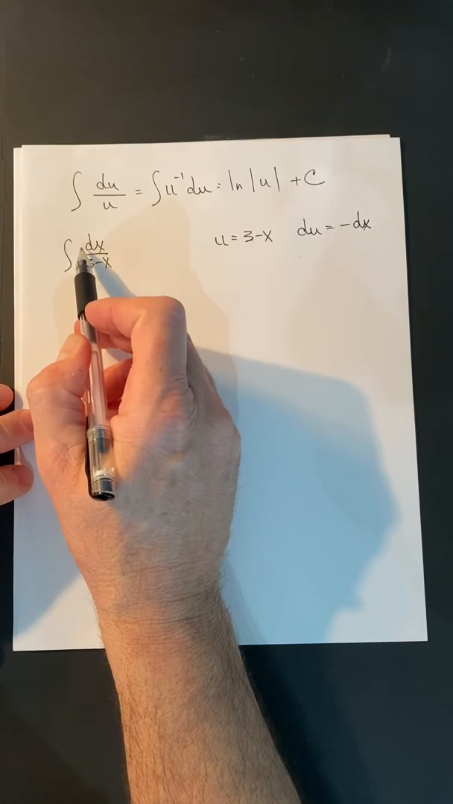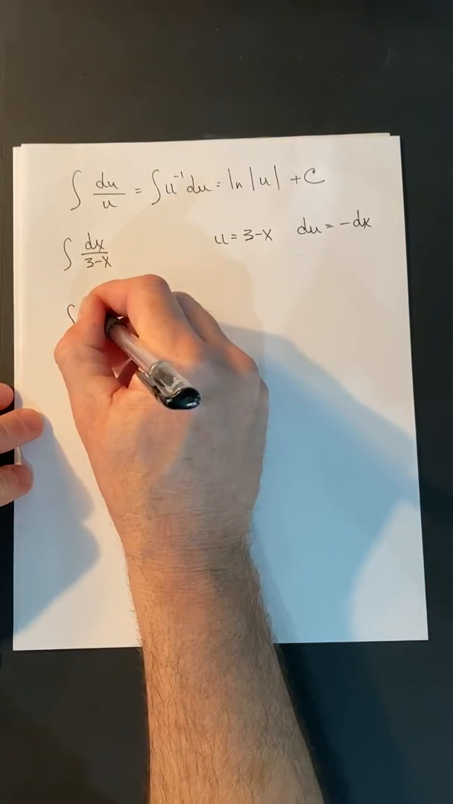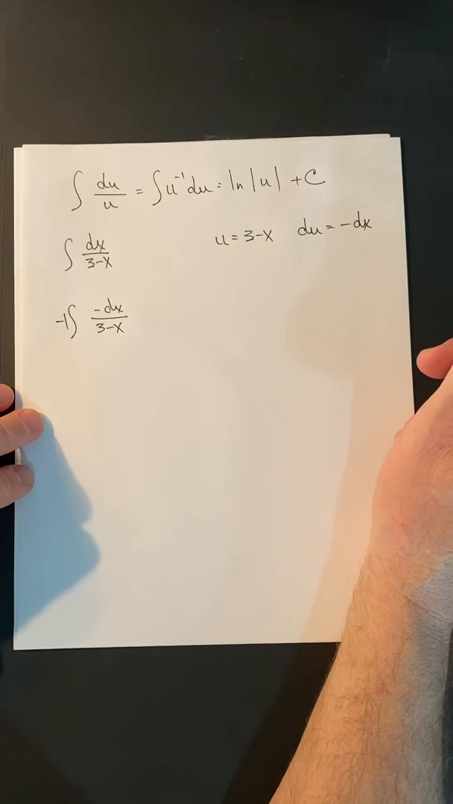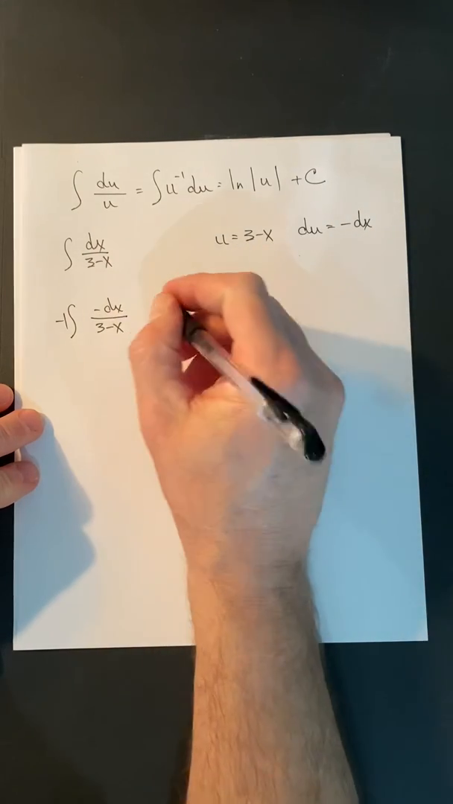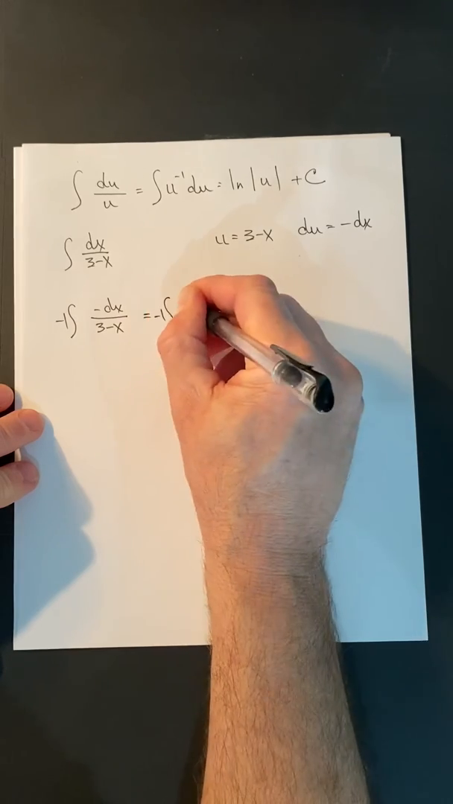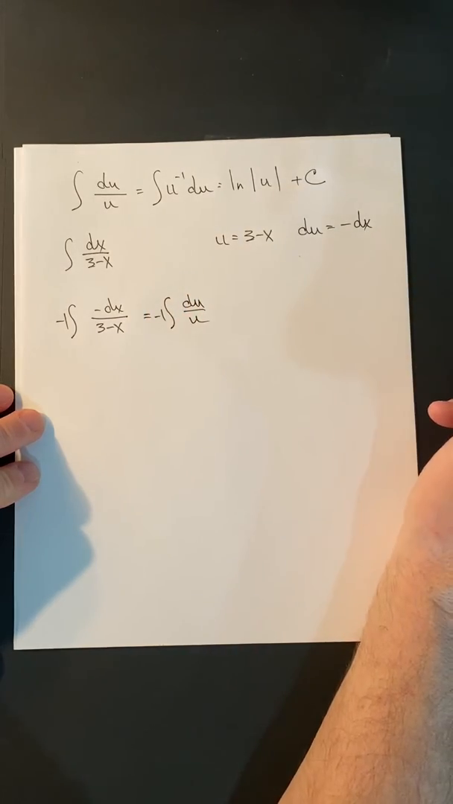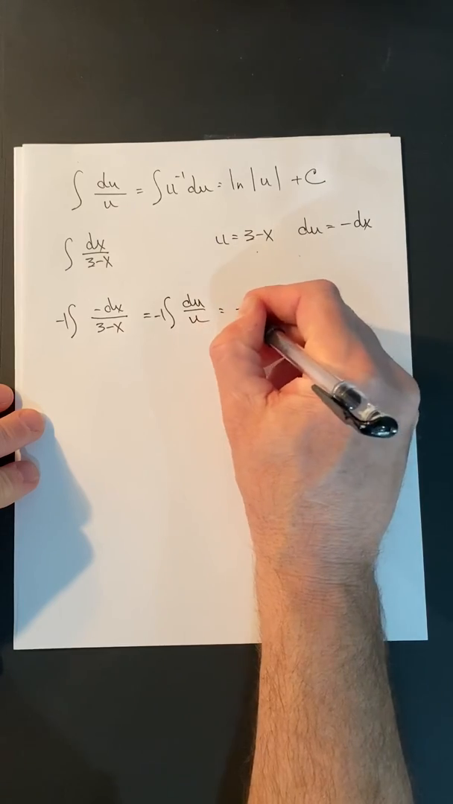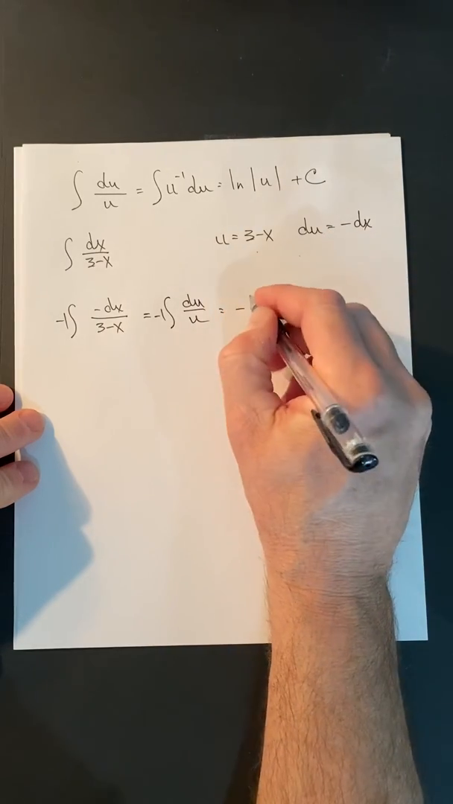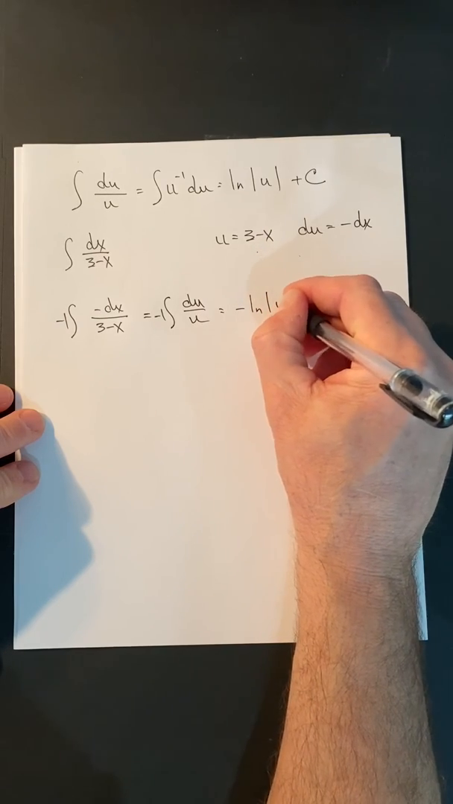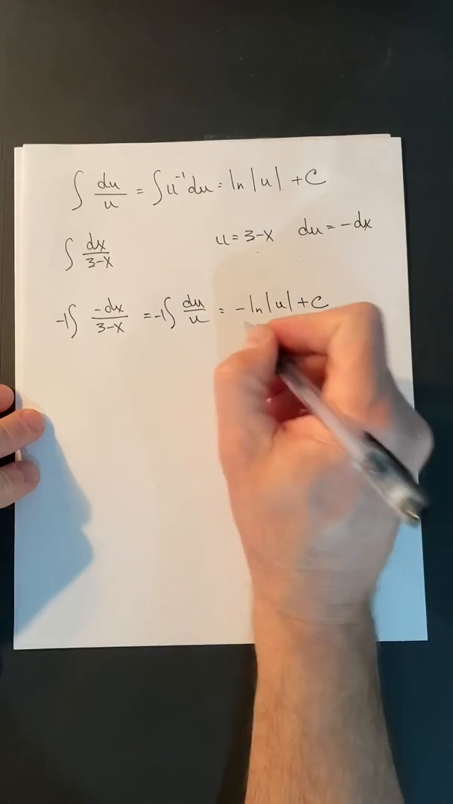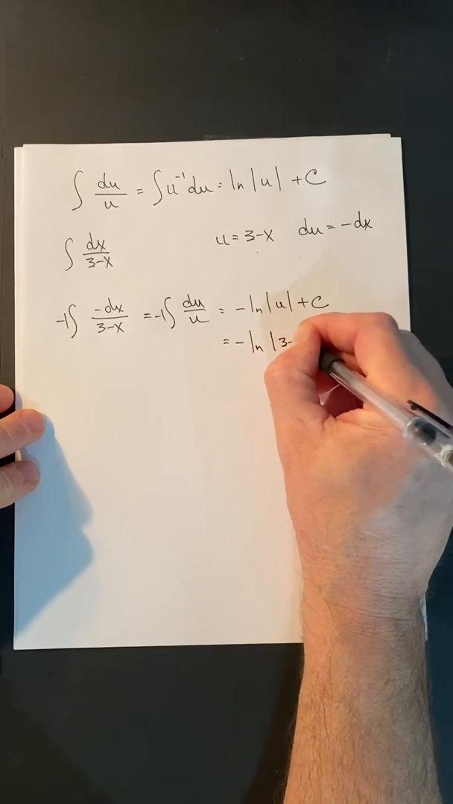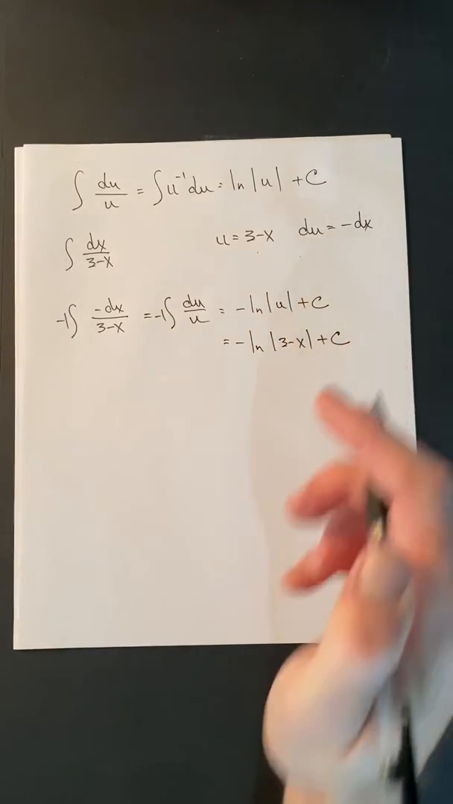Well, I don't have minus dx up here. So I'm going to have to add in a minus, and I put a minus out there, right? Now I have this form of du over u, don't I? Because there's my du, here is my u that I brought out. Well, now I'm going to have minus 1 times the natural log of the absolute value of u plus c, which means I'm going to have minus the log of 3 minus x, plus c, okay?